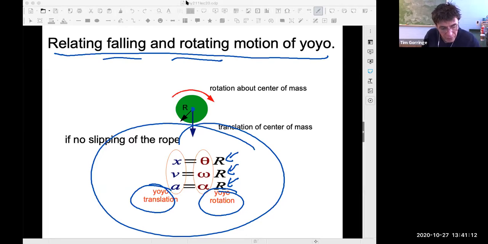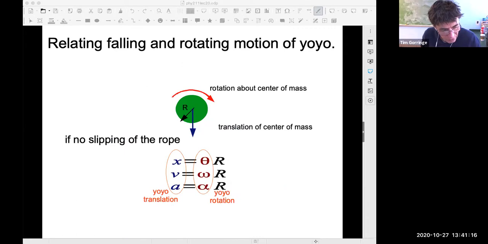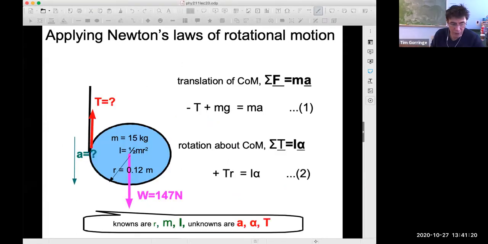We can then write down, next step, it's kind of like the last problem. I can write down Newton's laws. I can apply Newton's laws to the motion of the yo-yo. And this time we've got a yo-yo that's undergoing both translational motion and rotational motion.